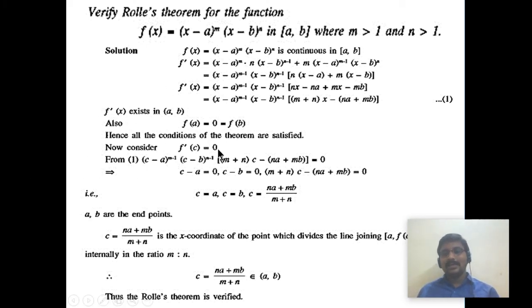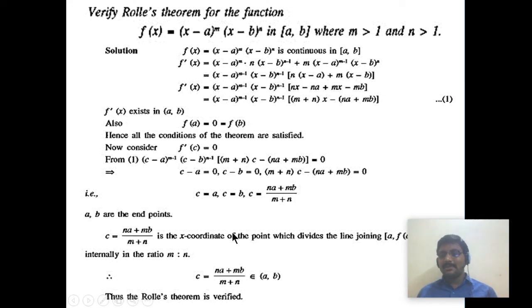So f dash of c is equated to 0, which implies, just replacing x as c here and computing for c values, the product is equal to 0. The expression c minus a whole power m minus 1 is equal to 0, or c minus b whole power n minus 1 is equal to 0, or m plus n into c minus of na plus mb is equal to 0. Now computing these three, we will have three values for c, but c equal to a and b are the endpoints. Both do not exist in the open interval a comma b, but the value c equal to mb plus na by m plus n clearly lies in the open interval a comma b.